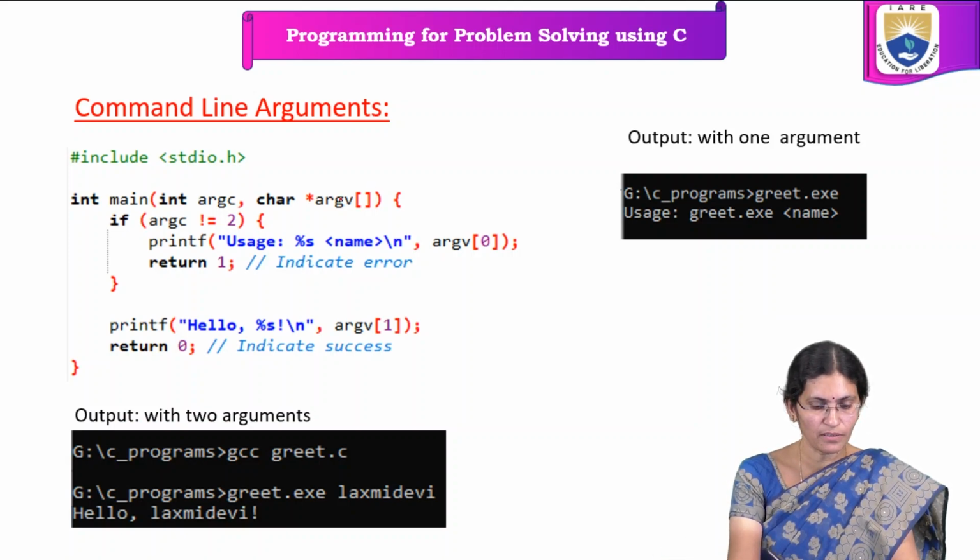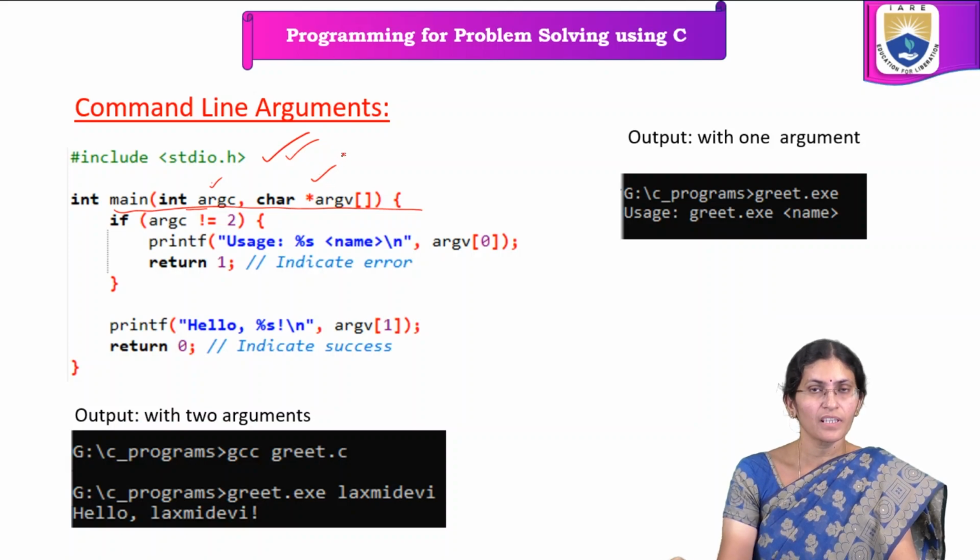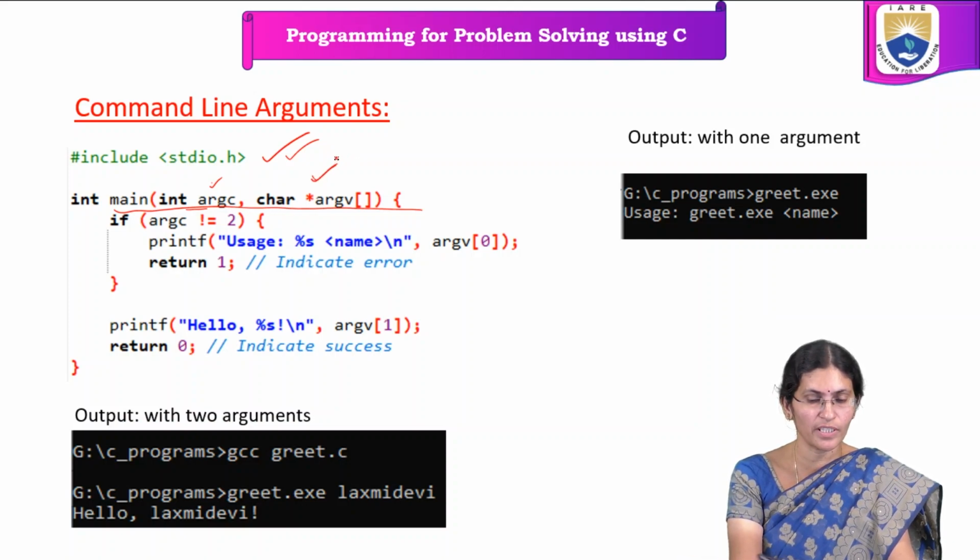Next, one more example. This is also a program to demonstrate the use of command line arguments in C. This is the header file, #include stdio.h. Then you can see here that there are 2 parameters in the main function. The first is ARGC, which counts the number of arguments, and the second is a character array of pointers, where each pointer stores the address of a string.